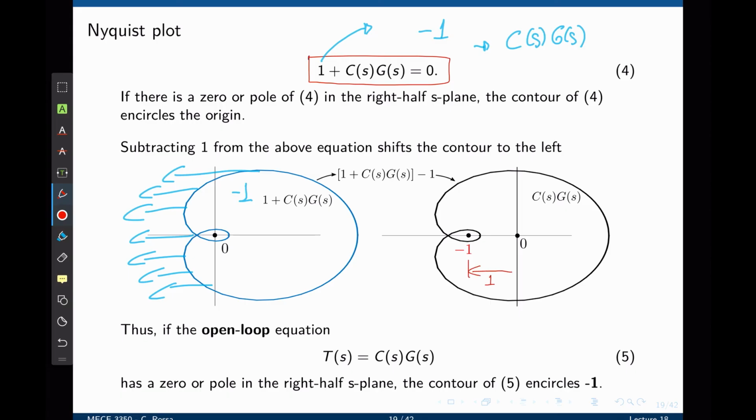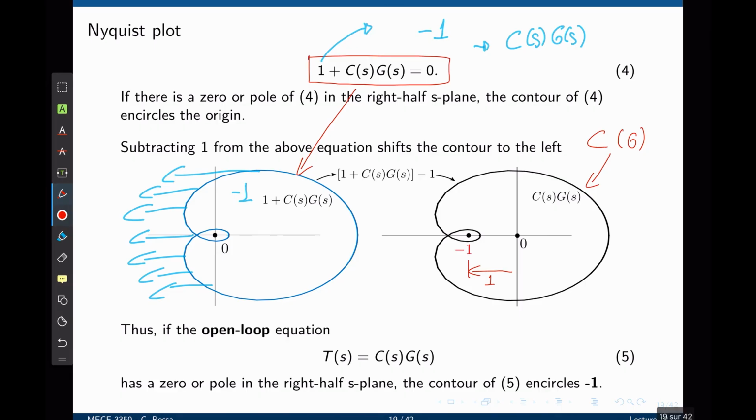So we have 2 choices. We take 1 plus c times g and look at encirclements of 0, or we subtract 1 from that expression. Now we are left with c times g, and you look at encirclements of -1, because now the entire contour, which we will now call the Nyquist contour or Nyquist plot, will shift to the left by 1 unit. We can now say that if the open loop equation has a zero or pole in the right half s-plane, the contour of this transfer function will encircle -1.